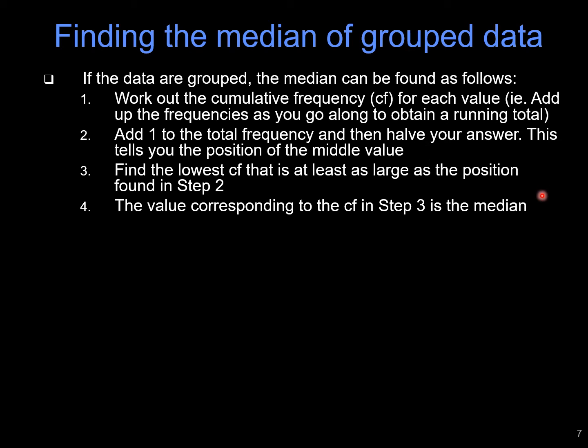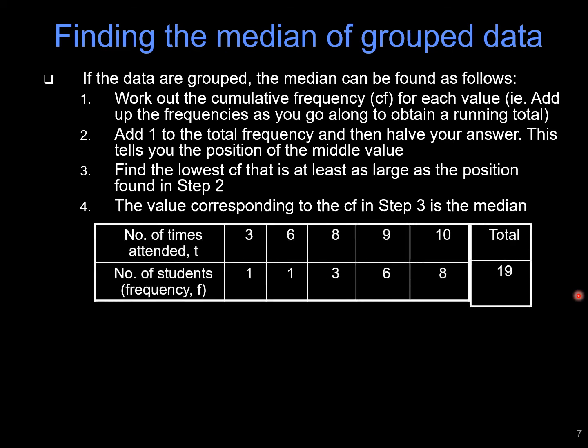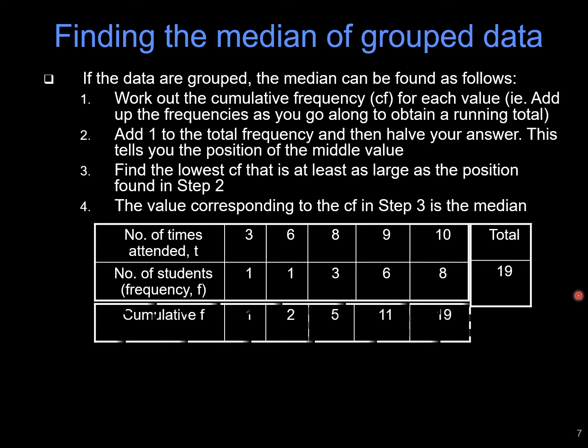Let's have a look at it in practice. So this is our data set, same as before. So what we need to do is find the cumulative frequency. So the frequency starts at 1. We then add on another 1 to give us 2. We then add on another 3 to give us 5, another 6 to give us 11, and another 8 to give us 19.